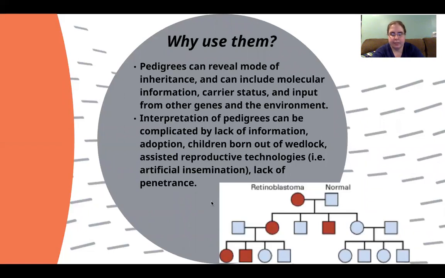However, it does get tricky to interpret pedigrees because we might be missing information. Different ways we can be missing information is if we're not able to talk to everyone and we don't know exactly the true numbers of who in the family has a trait versus those that don't.